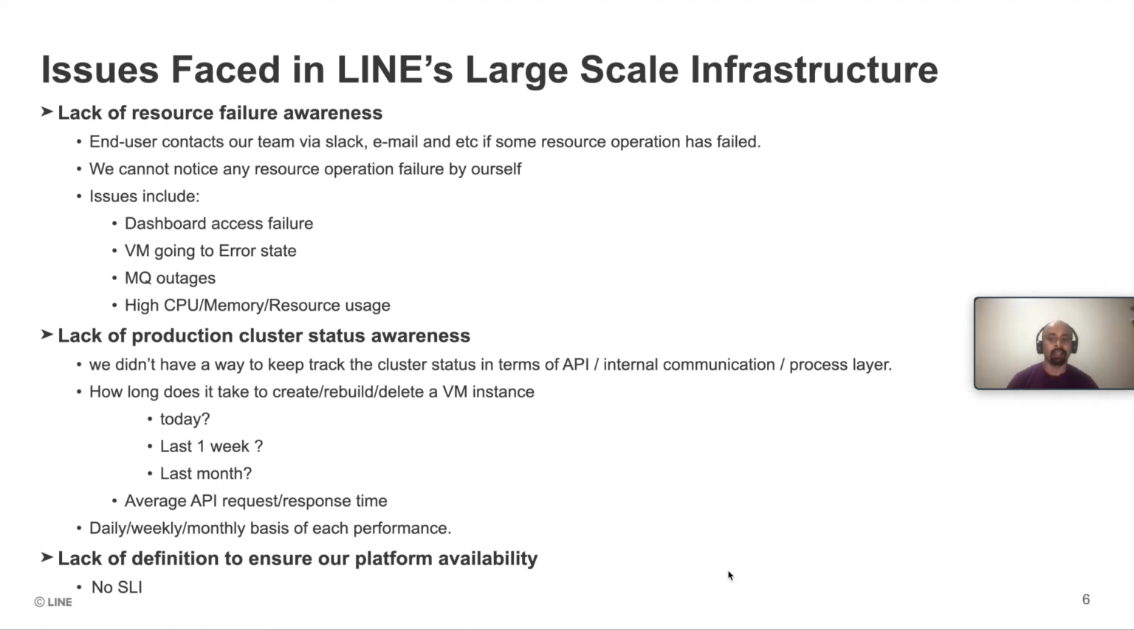The second is the lack of production cluster status awareness. This basically means that we did not earlier have proper information about how a cluster is functioning. What it means is the API response time, the API success rate, how the requests which the users are sending are responding, how long it takes to create a resource, to delete a resource in a day, within a week, or in a month. Those types of information give us an image of how the cluster is functioning. We did not have that.